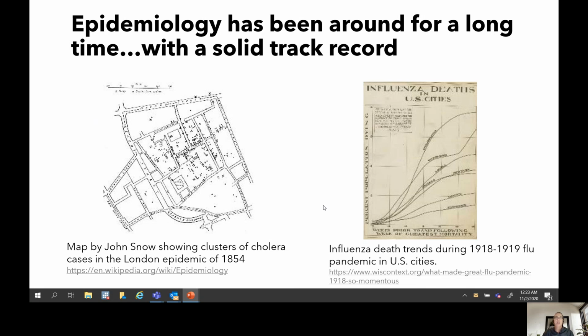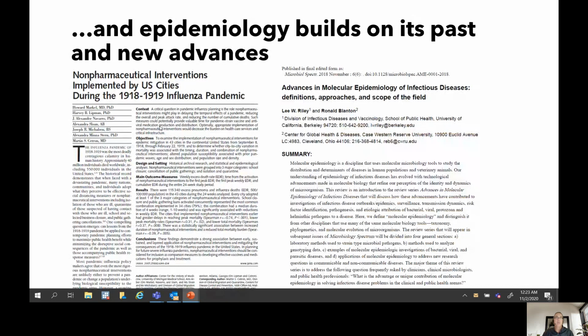And then this is a publication that came out in 2007 in the Journal of the American Medical Association, which basically looked at the historical archival research and data that was available during that time and reanalyzed it. Their findings demonstrated a strong association between early, sustained, and layered application of non-pharmaceutical interventions and mitigating the consequences of the pandemic. This is all based on the historical data with some additional modeling that was done.